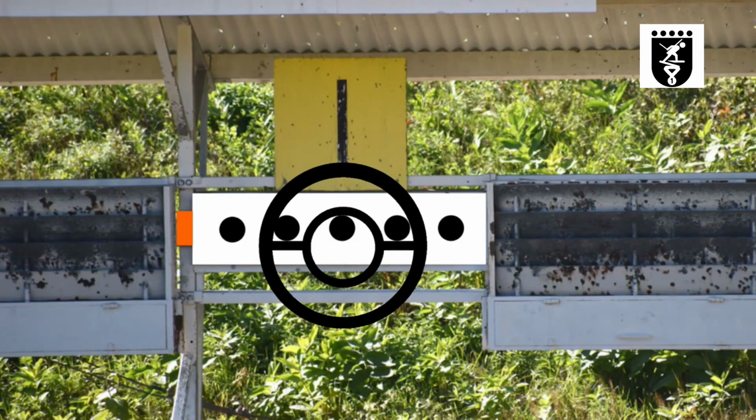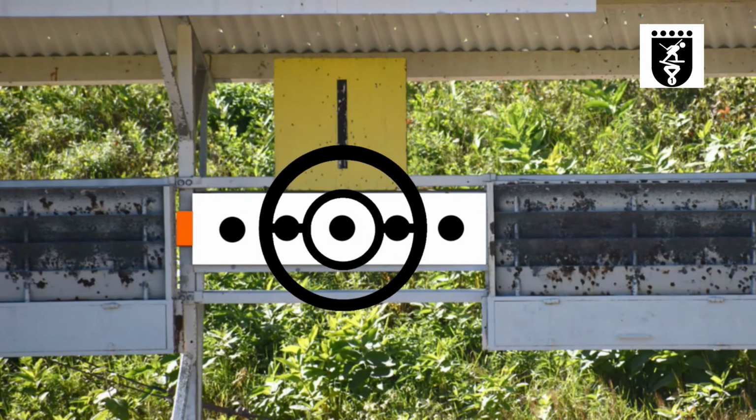You're perfectly set on the target. Everything looks great, and suddenly, you miss the shot. How? Why? Where? The explanation is pretty simple, and that's what we're going to talk about in today's episode of Biathlon University.